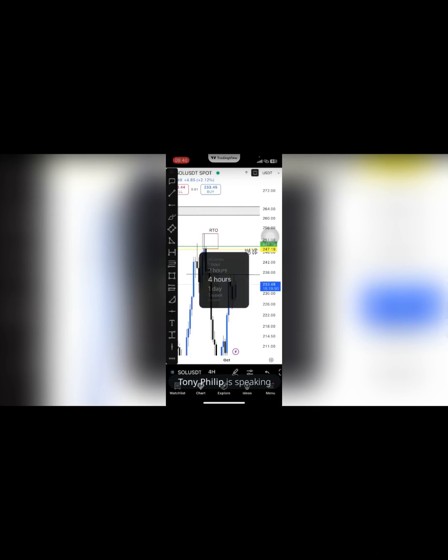So now we go to the 4 hours time frame. We go to the 4 hours time frame. The market has not gotten to the daily supply, so we go to the 4 hours time frame.